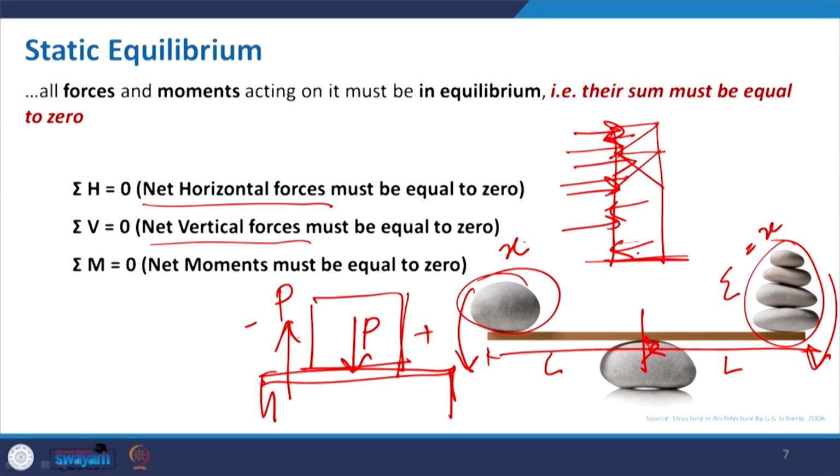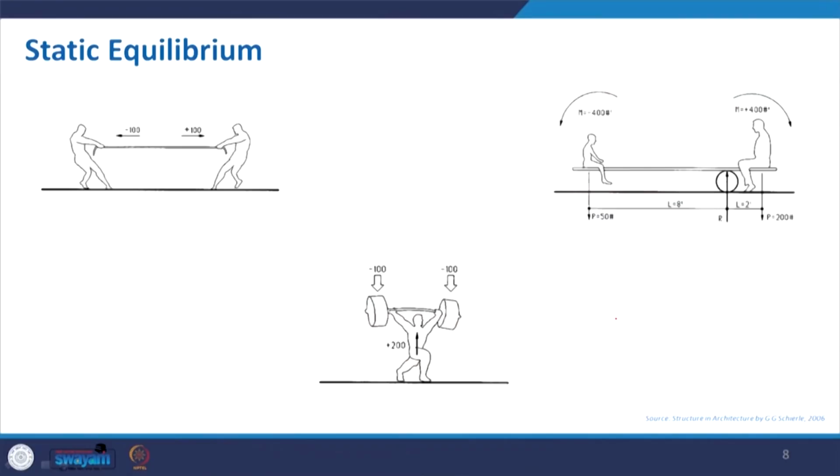If you remove a very small, negligible portion, like delta x, then also you will get a moment here. So, it will pivot. As a result, what will happen if it is not in equilibrium? It will collapse or it will overturn. So, we have to be very careful when we design a structure.